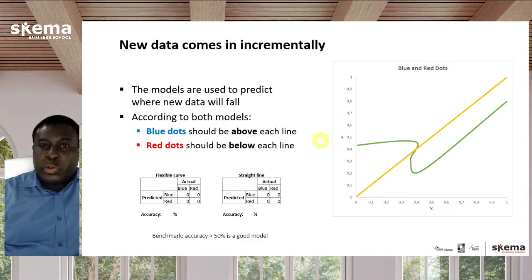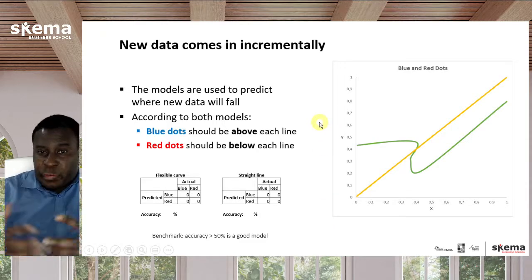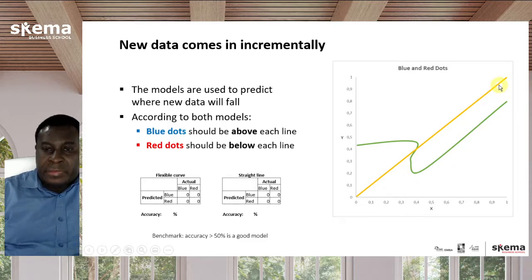So now in subsequent periods, let's suppose we have our model. So we have our flexible model, green, and we have our simple model, the straight line, which is yellow. These are our two models. And now in the next 5 months or next 5 time periods, let's see what the data actually turns out to be, to see how well our models have predicted the future data.